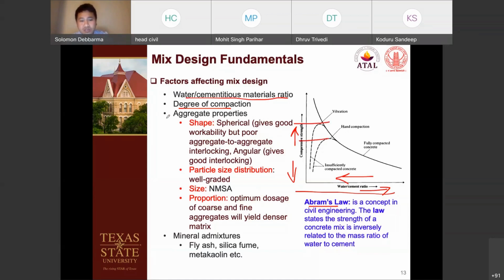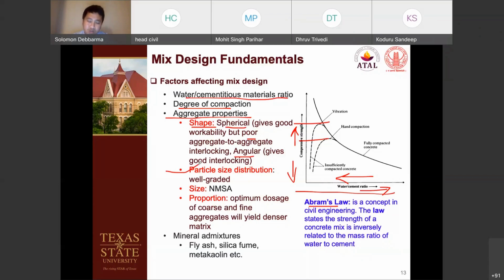And also some of the aggregate properties also play an important role in the mix design. So apart from the physical properties like specific gravity and absorption, the shape of the aggregates also affects the mix design. If you have spherical shape aggregates, it will give a good workability, but poor aggregate to aggregate interlocking. But if you have an angular aggregate, it gives good interlocking. And yes, the particle size distribution also affects the mix design.